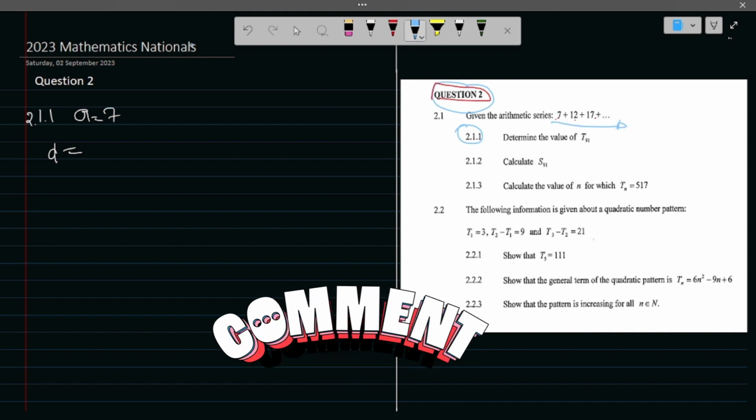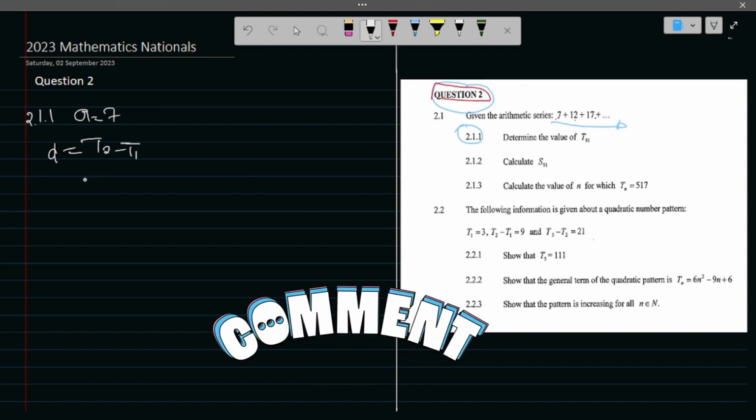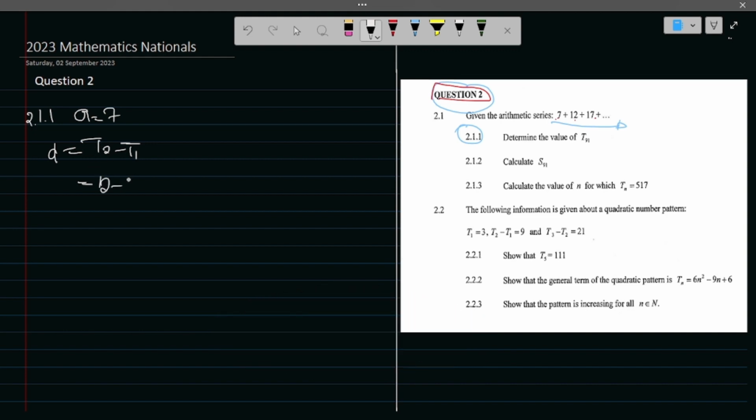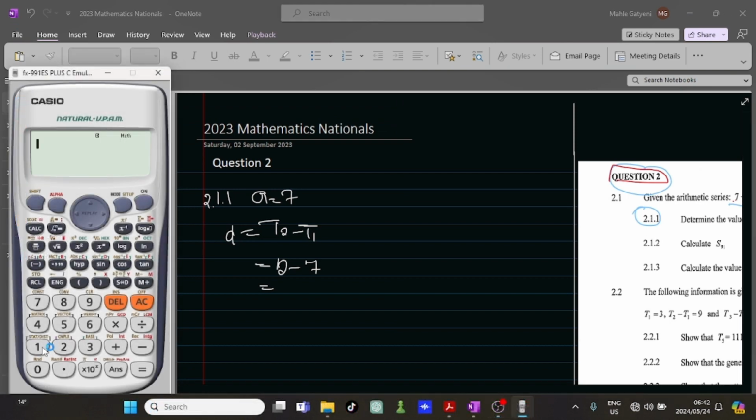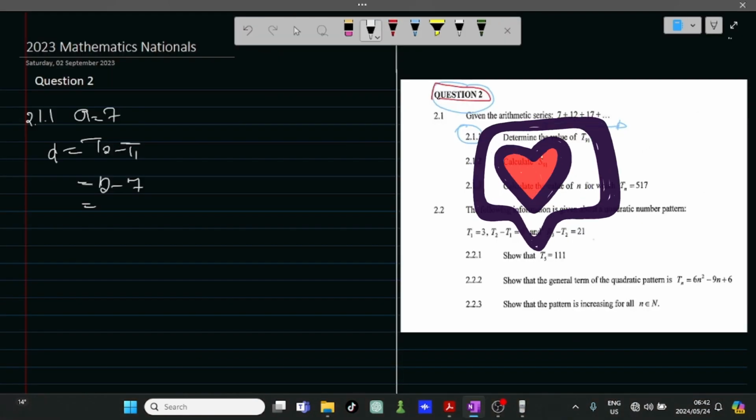Now how you're going to look for the difference is term 2 minus term 1, and you're going to get the first difference. So it's 12 minus 7, which is equal to, let's check our calculator, 12 minus 7, which is 5. So our first difference is 5.